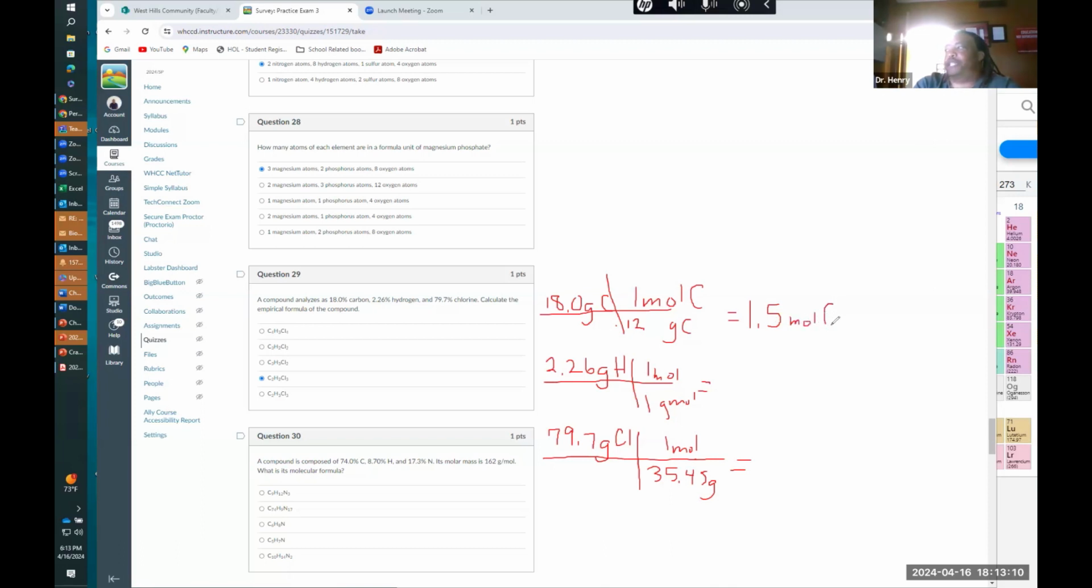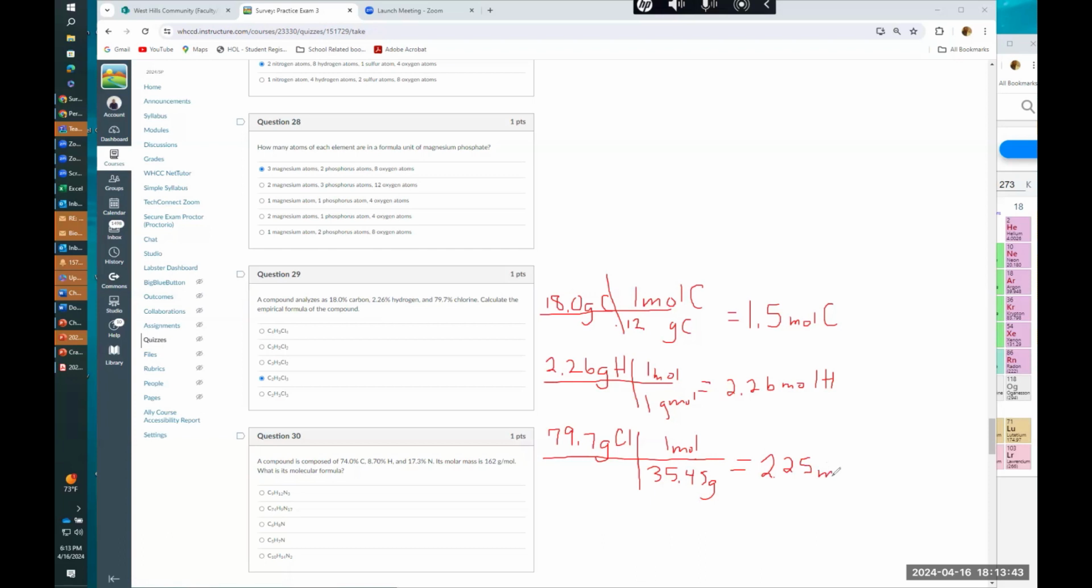And we're also not completely done either, right? So then the next one would be 2.26 moles of hydrogen. And then we have 2.25 moles of chlorine. Okay, so then we take the one that has the smallest value, our 2.25, and we're going to divide by that.